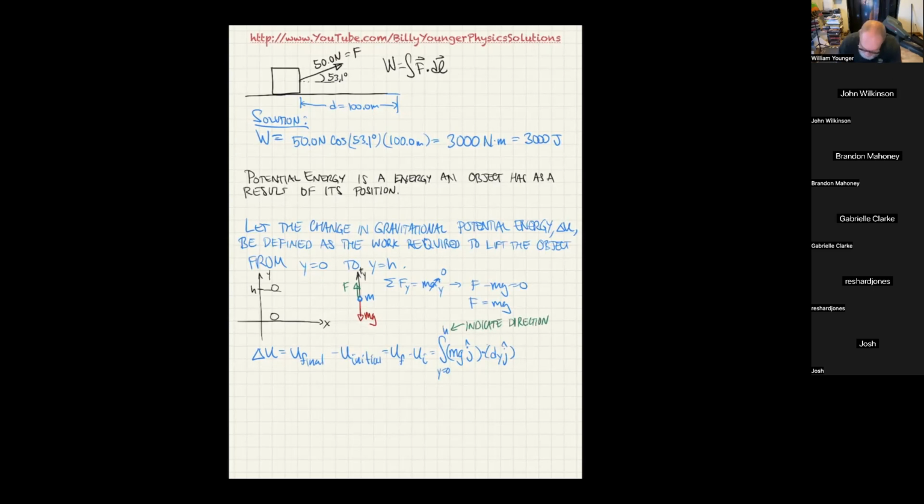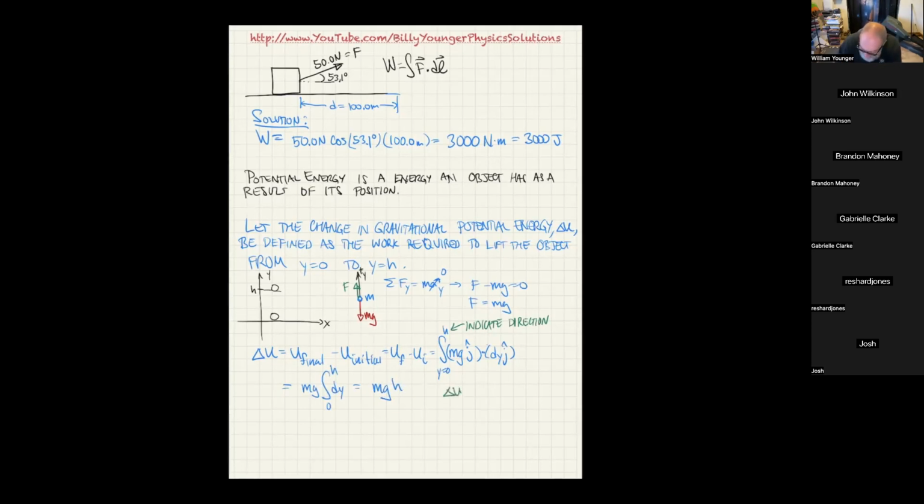All right. Well, when you take the dot product of mg j hat with dy j hat, you basically just get mg dy times j hat dot j hat, which is just 1. So I'm going to get m times g times the integral of dy from 0 to h, which gives me m times g times h. Now, what that means, and this is the right answer, by the way, I will go ahead and box it off.